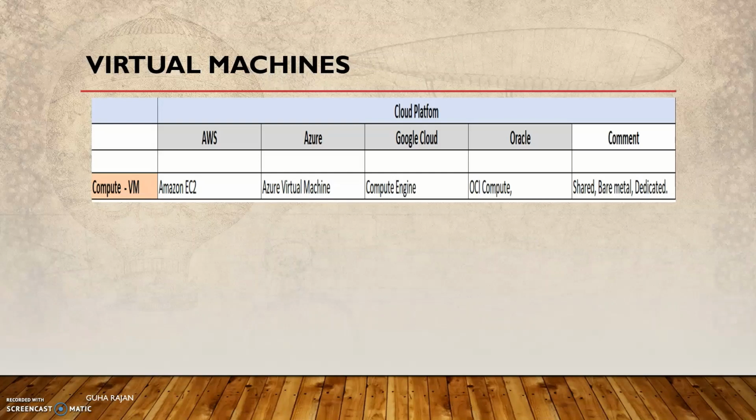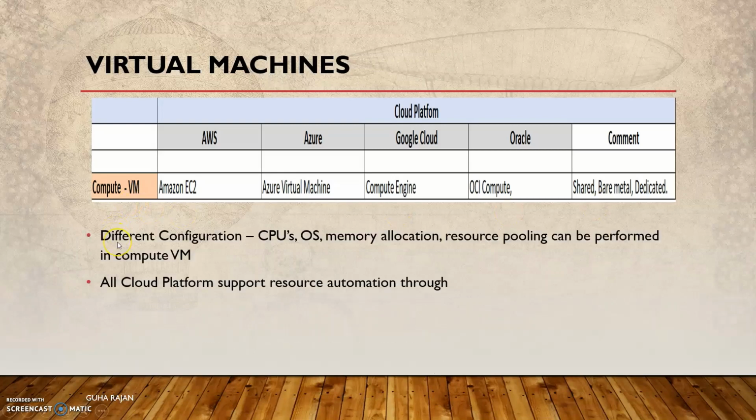So not going into the technicals, but the point to note is all of them provide this feature of virtual machines. So as I said, the different configuration, the CPUs, OS, the memory allocation, resource pooling, meaning you want to add CPUs, particularly when you have a heavy workload, then you want to add more CPUs. So that is the concept of resource pooling. All that can be performed, and all of them provide that feature as well.